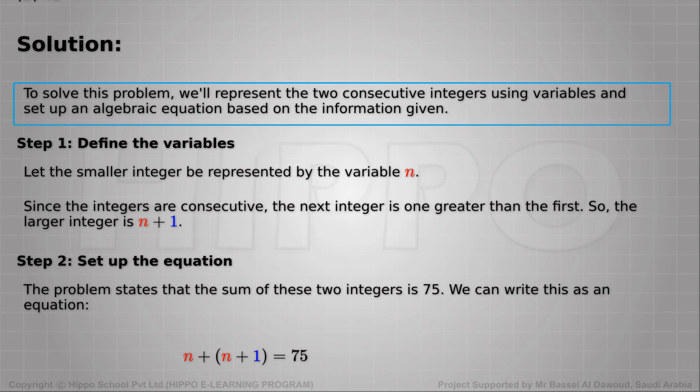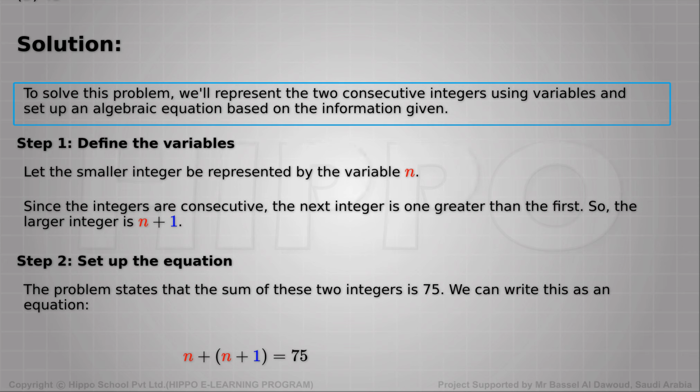Alright, let's look at step 1. The key phrase here is consecutive integers. This just means numbers that follow each other in order, like 7 and 8, or 20 and 21. The difference between them is always 1.